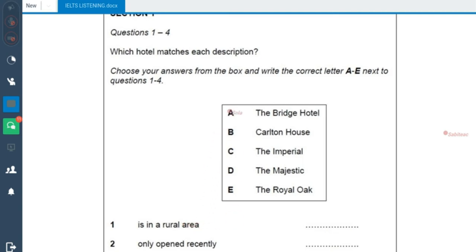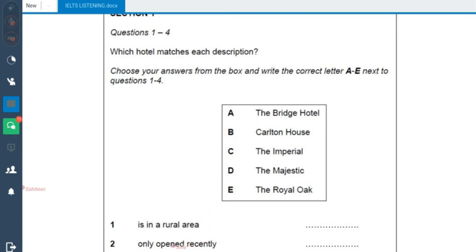Now, I believe you can see question 1. And first of all, I believe you can see the box containing options A, B, C, D, and E. Now look at question 1. Question 1 says is in a rural area. If, for example, it is said in the listening recording that Charlton House is in a rural area, then for question 1, which says is in a rural area, the answer will be option B.